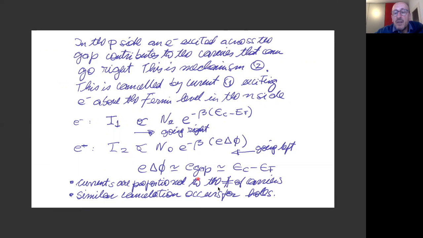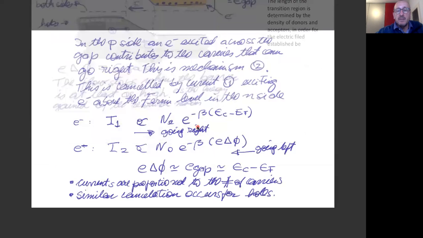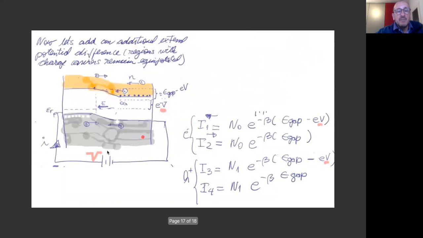So the currents are proportional. This is what I'm saying. The currents are proportional to the number of carriers, and similar cancellations occur for the holes in the case of the junction not being connected. When I connect them, like with a power supply like this, I put the negative end of the power supply on this side and the positive end of the power supply on this side.